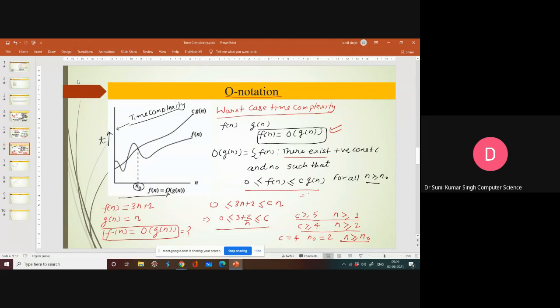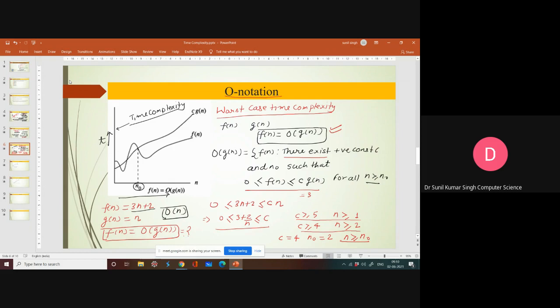So if someone is asking what will be the time complexity, or maybe worst case time complexity, of this expression 3n plus 2, then we can say that it will be order of n. Why can we say so? Because we have checked that the necessary condition for expressing the time complexity in terms of worst case is holding.